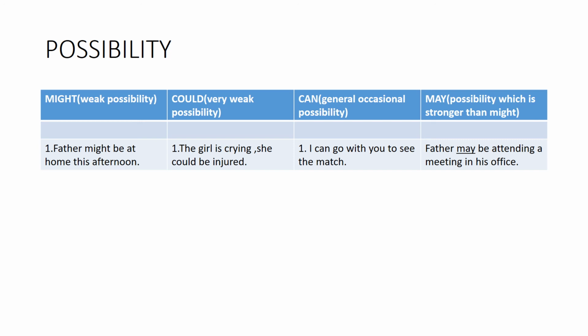In column 2, could. The girl is crying, she could be injured. Could is used when there is a very big possibility. Students, remember, we have learned earlier, could is also used to suggest ability in the past. We have also learned that could is used to suggest permission in the past. And now we learn could is used to suggest a weak possibility in the future.